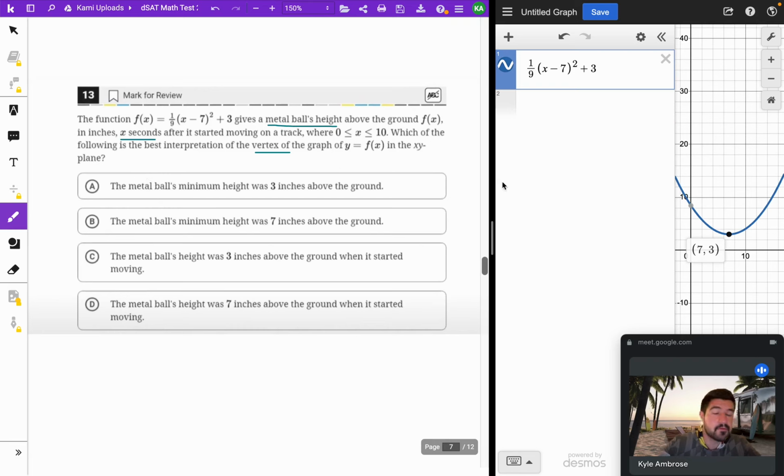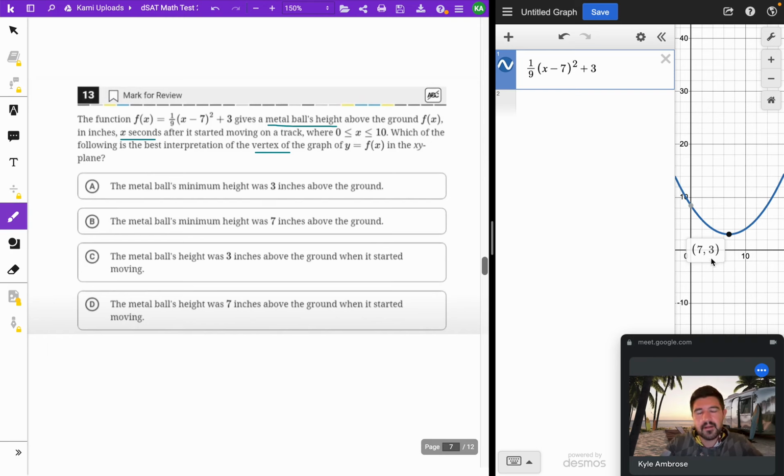They ask about the vertex. So the vertex, this bottom point, is 7, 3. What does that mean in the context of this problem? Well, x is 7, which is the number of seconds. So the answer could say something about 7 seconds, because x, which is 7, is a number of seconds. But notice none of the 7s mention seconds. So we haven't gotten the answer yet.